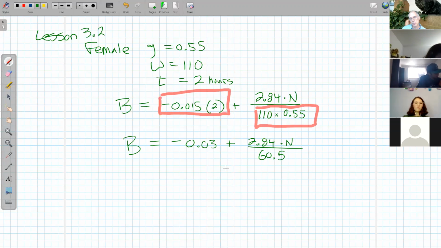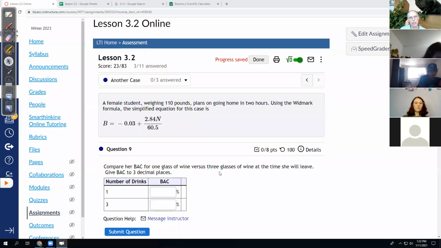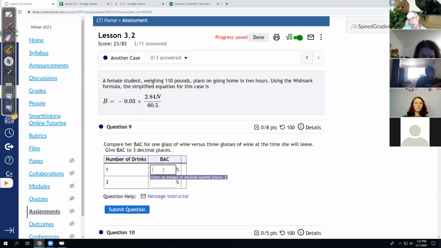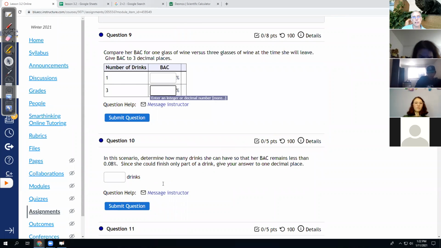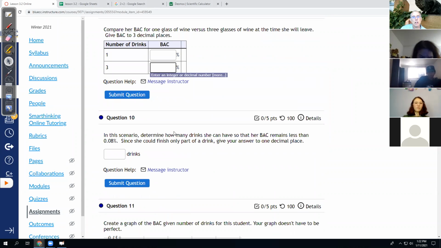And then based on this equation, we're supposed to build a new table where we plug in, okay, what happens if she has 1 drink? What's her BAC going to be? And that's always 2 hours later for this equation. What happens if she has 3 drinks? What's her BAC going to be? In this scenario, determine how many drinks she can have so that her BAC remains less than 0.08. So I'm going to skip down to this question here.